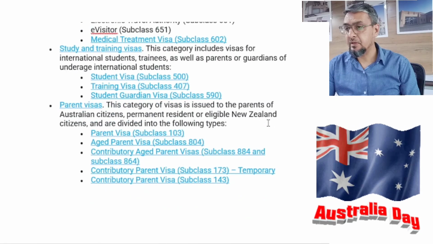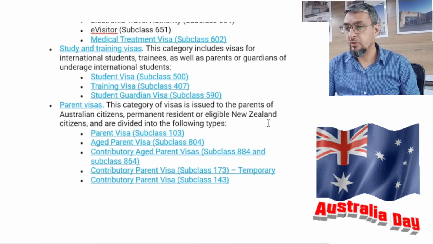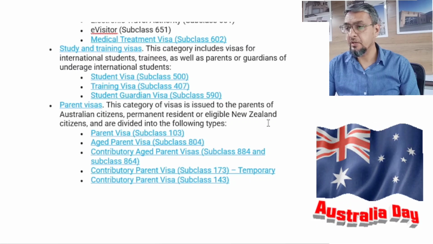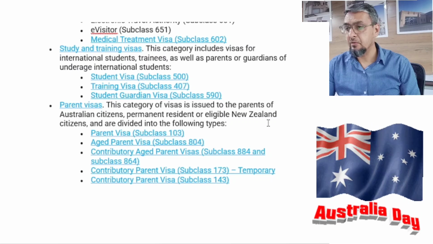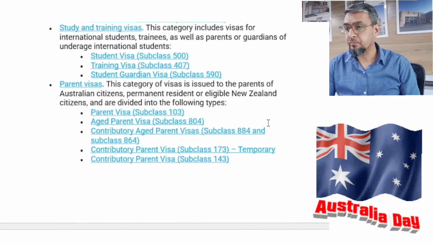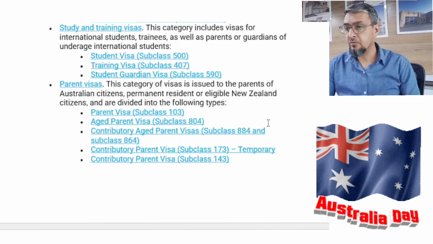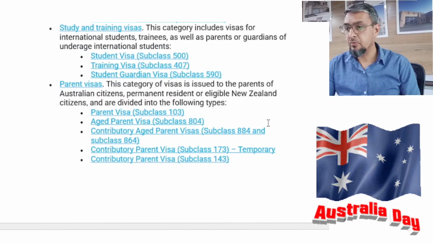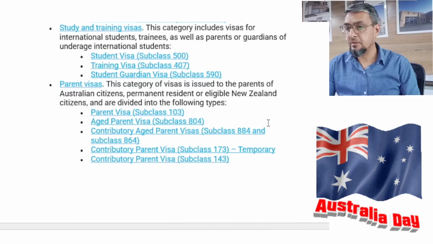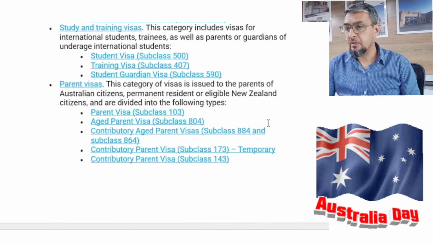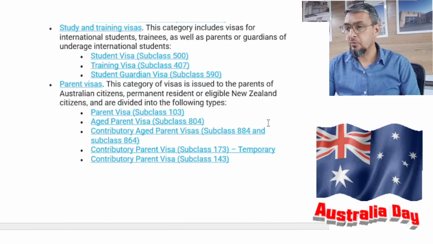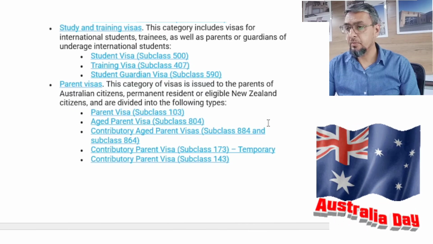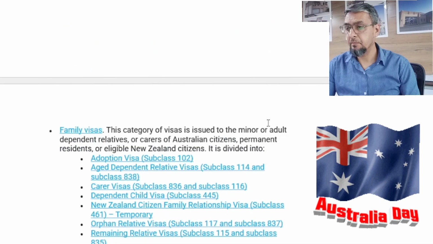Parent visa. This category of visa is issued to the parents of an Australian citizen, permanent resident, or eligible New Zealand citizen, and is divided into the following categories: parent visa subclass 103, aged parents visa subclass 804, contributory aged parents visa subclass 884 and subclass 864, contributory parents visa subclass 173, temporary contributory parents visa subclass 143.